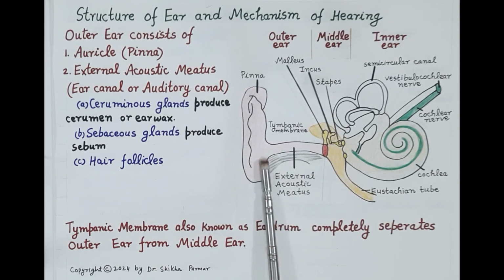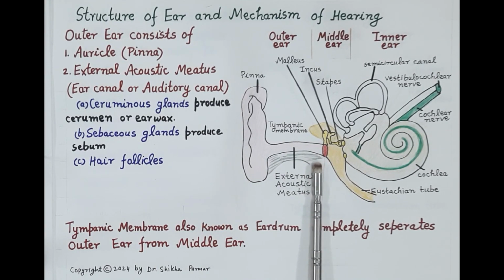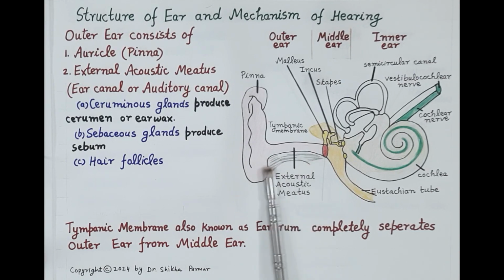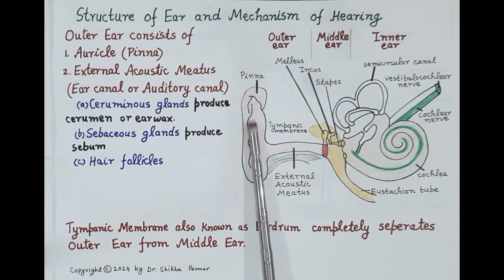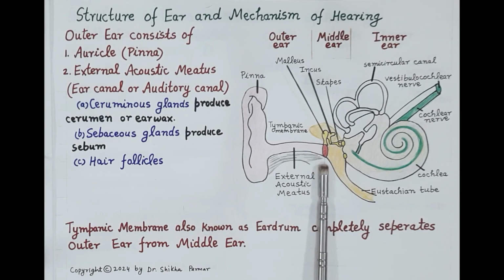Now pinna is connected to external acoustic meatus, which is also known as the ear canal or auditory canal. It is somewhat curved and it is about 2.5 centimeter long tube extending from the pinna to the tympanic membrane, this red colored tympanic membrane. Now ear canal directs the sound waves collected by the pinna towards this tympanic membrane.